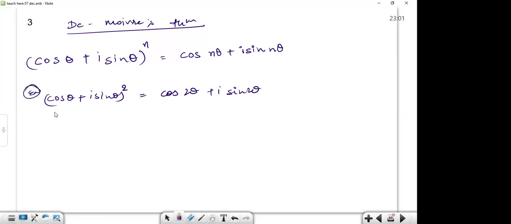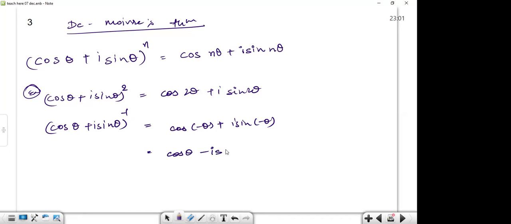That's one example. Another example can be cos theta plus iota sine theta raised to power minus 1. Now this will become cos of minus theta plus iota sine of minus theta. We know cos of minus theta is cos theta, and sine of minus theta becomes minus sine theta. So it can be written as cos theta minus iota sine theta. This also we have studied earlier, and this is important. You can memorize also. Clear? Any doubts?